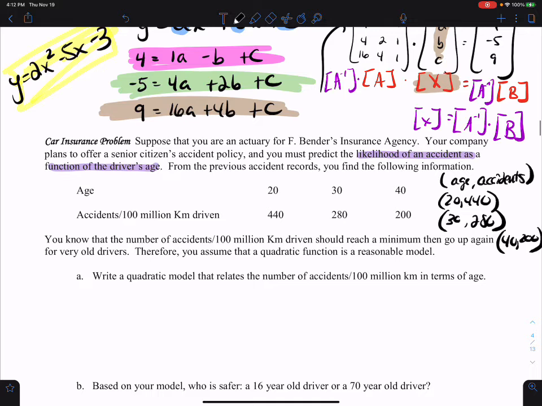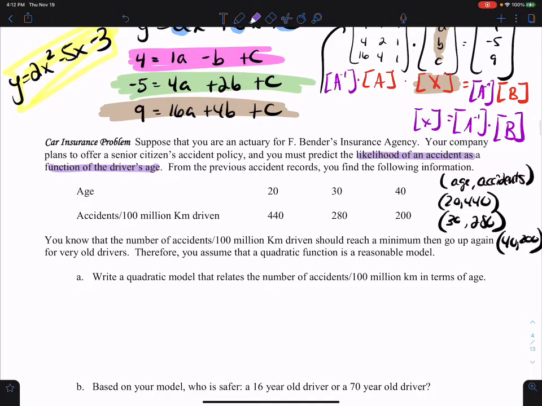Now, what we know, as it says here, is that the number of accidents should reach a minimum and then go up again, right? As I start driving, my likelihood of accidents is really high. As I get better with driving, I should have fewer accidents. And then eventually, the accident likelihood comes up as I start to age or something like that. So we're going to use a quadratic model.